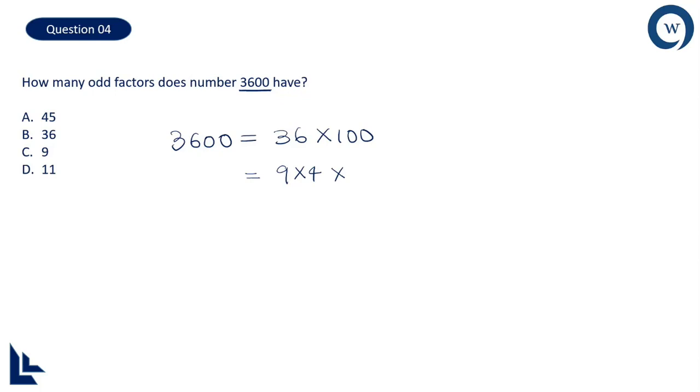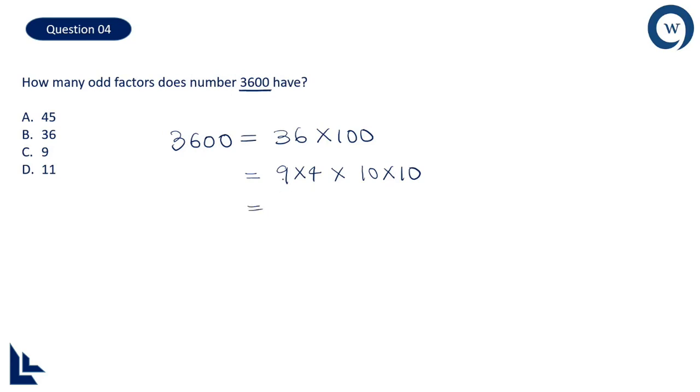Then 100 can be taken in multiple ways. Any way you can take. You can take it as 25 into 4, or you can take it as 10 into 10. But ultimately the values will be identical. There is no problem as such. And I will take this as 10 into 10, for your understanding.